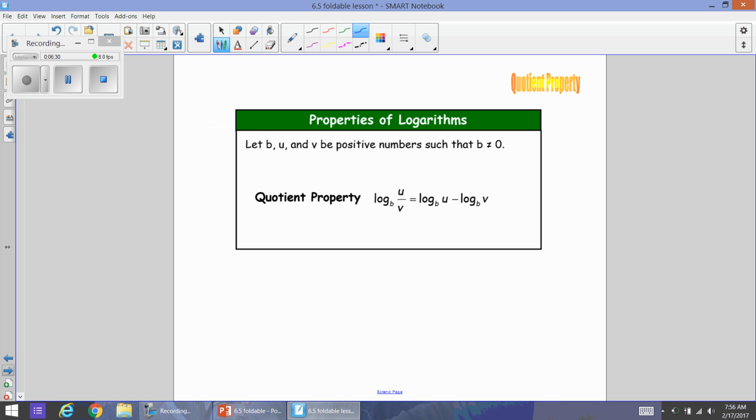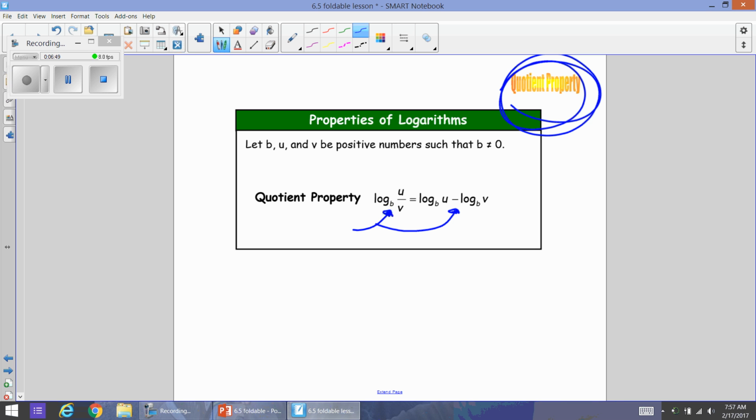Okay. We are now on the page quotient property. See that? We are up here at quotient property. It's another yellow page. And the quotient property says, hey, look, if there's a quotient, if there's division, what we really do is we subtract.